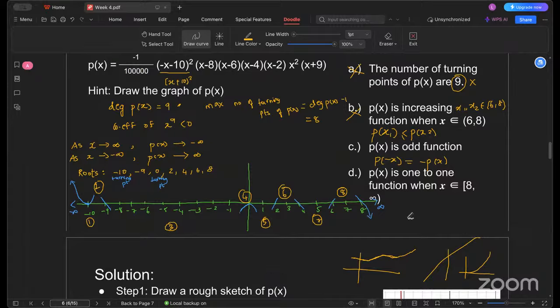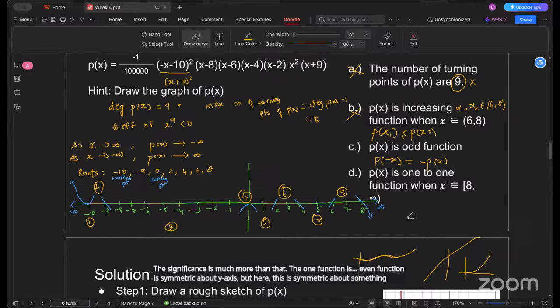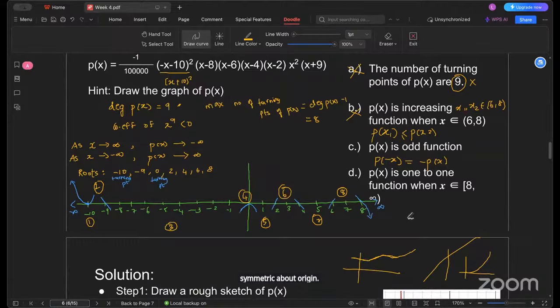The significance is: an even function is symmetric about the y-axis, but here this is symmetric about something. What is that? Can you say? Origin. Yes, exactly. It is symmetric about the origin.